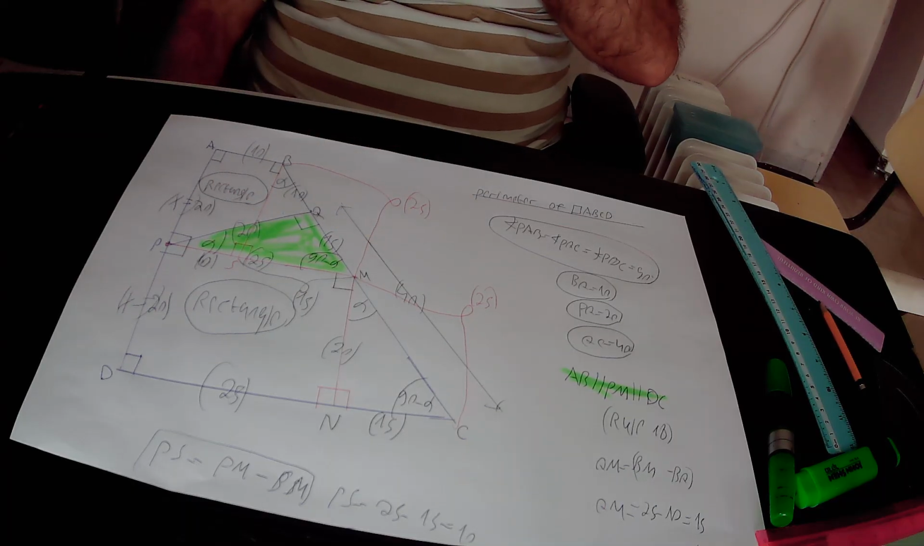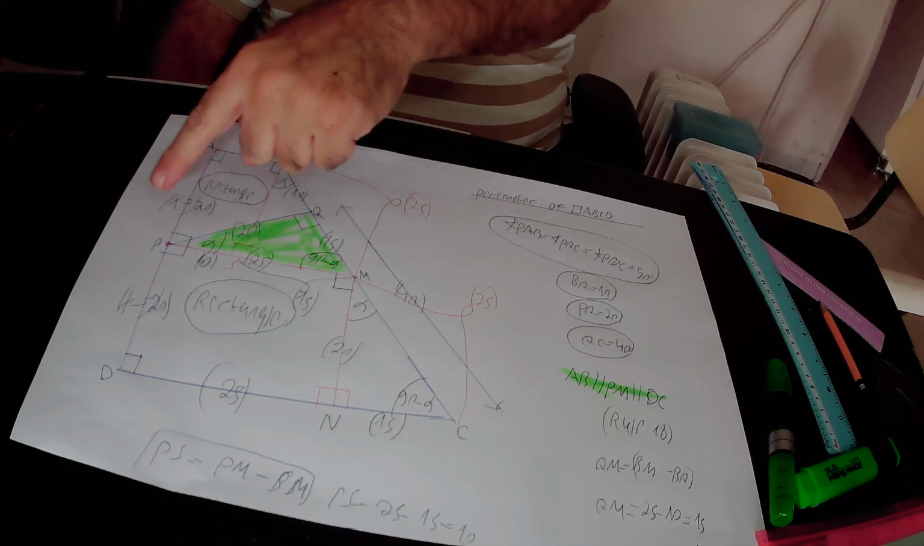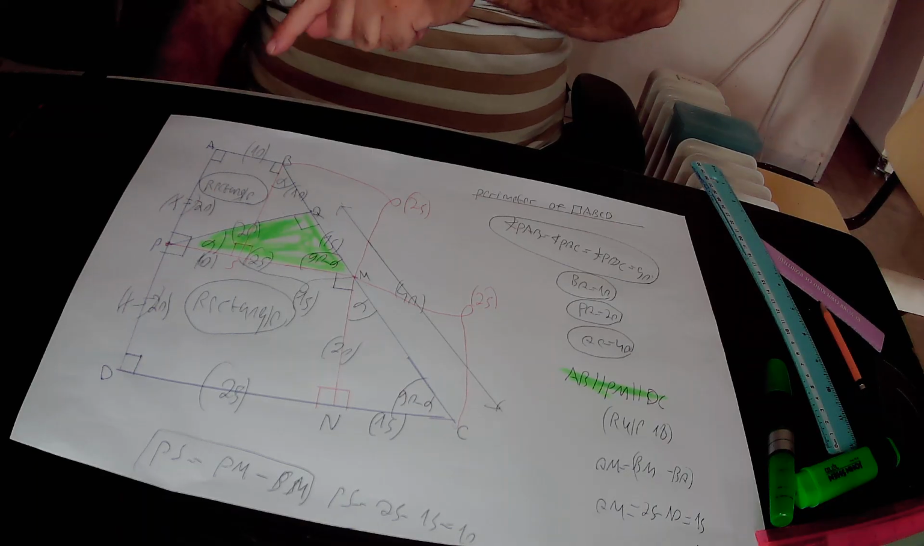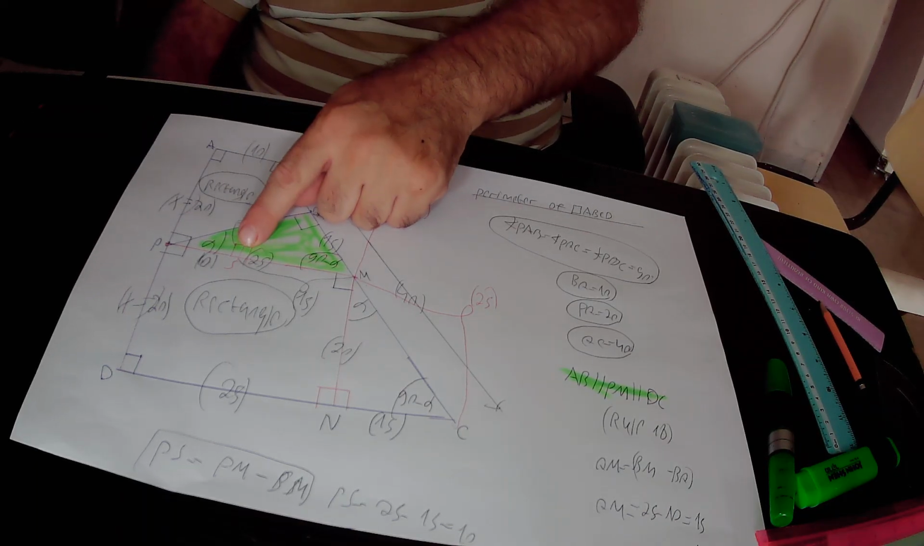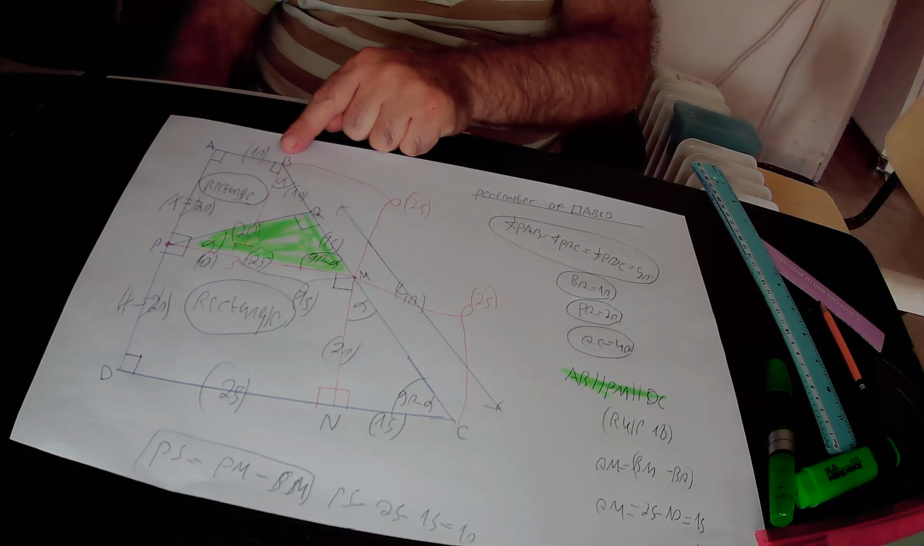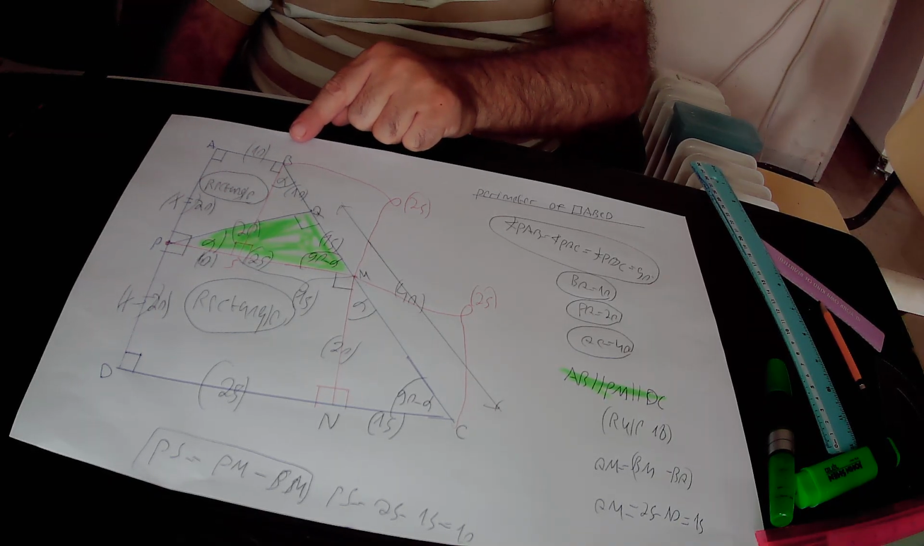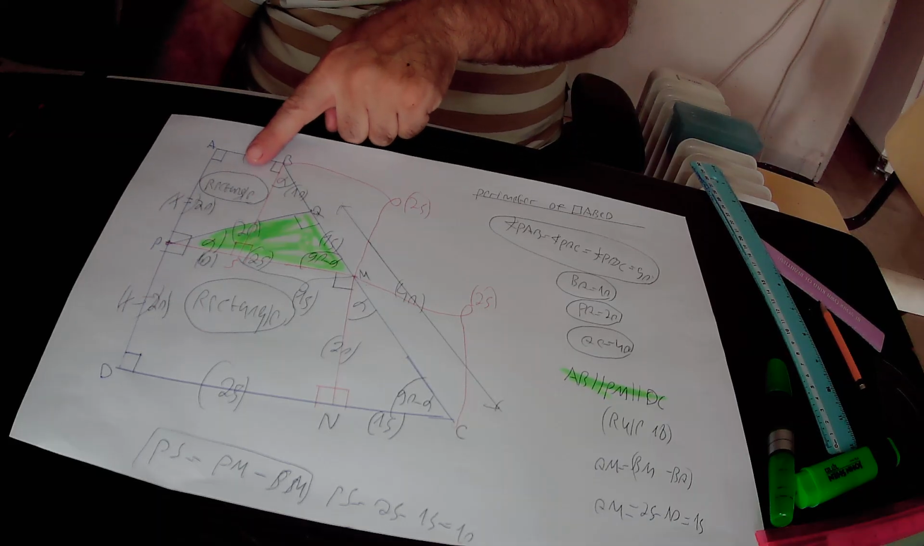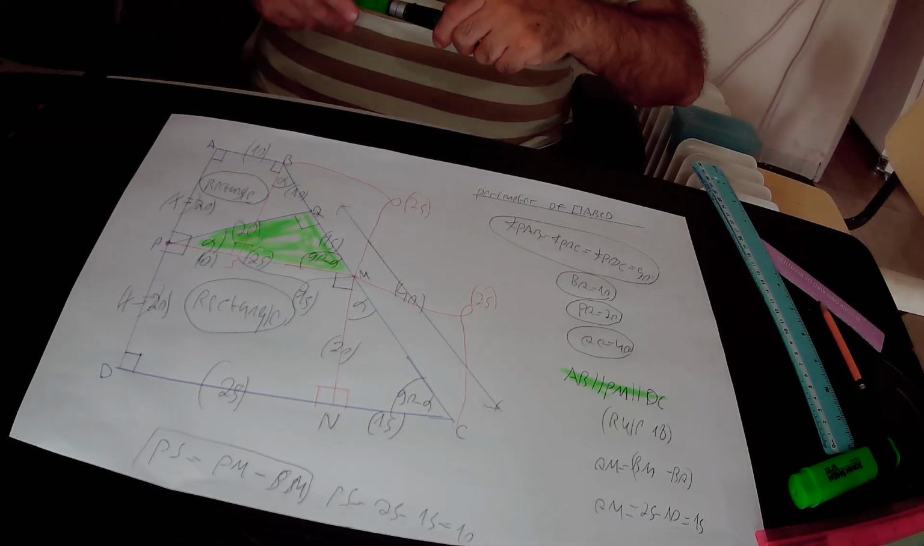By doing this construction, we get quadrilateral ABSP. In quadrilateral ABSP, we have 1, 2 right angles, and therefore the other two must be equal to 90 degrees in size. So in quadrilateral ABSP, we have 4 right angles, and therefore quadrilateral ABSP is a rectangle.